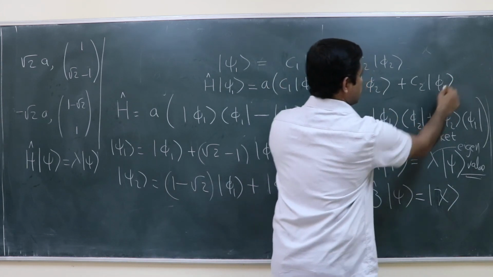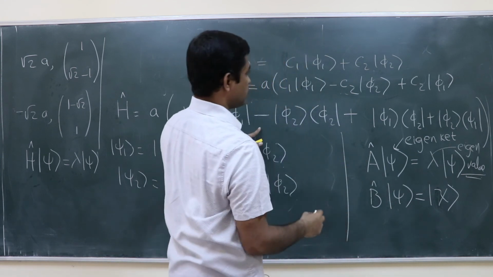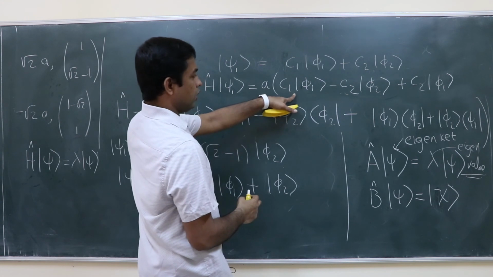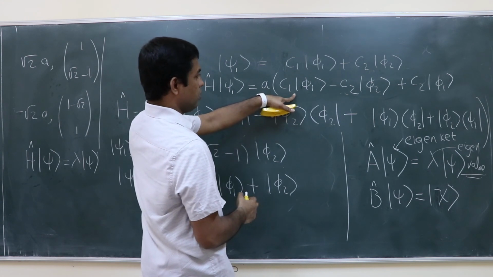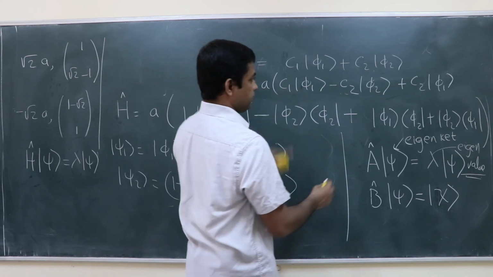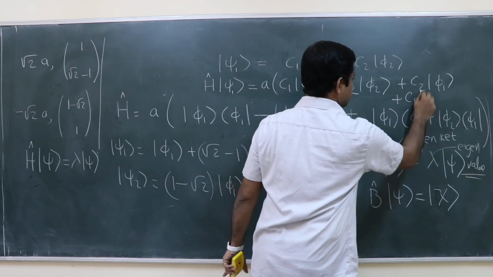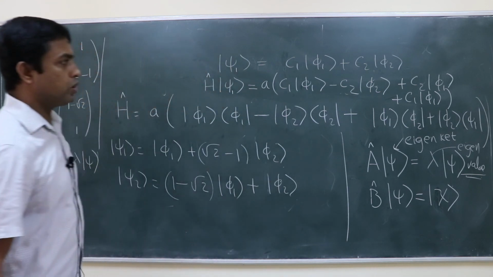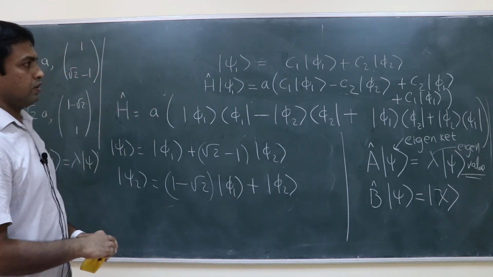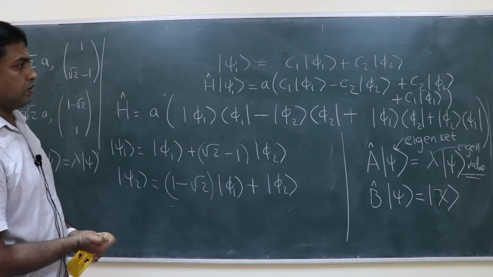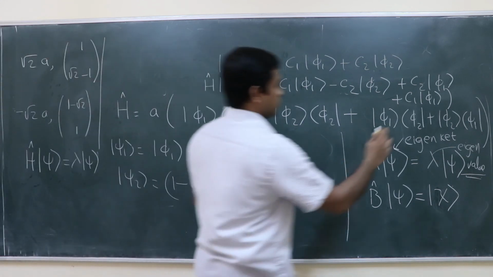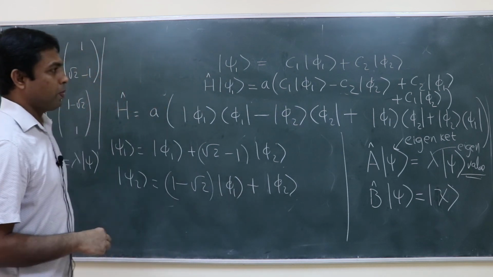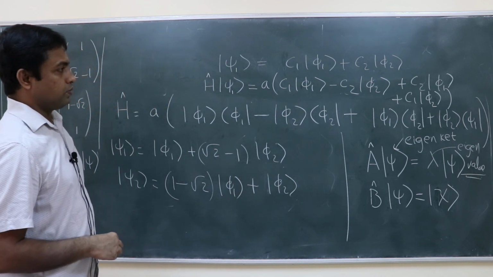So what will be the next term? You understood? The next one will be bra phi 1, so that you can act only on this one, and the other one will be 0, so you get C1 ket phi 1. All of you clear about that? The last term will be C1 ket phi 2, sir. Yes, thank you. Okay, so C1 ket phi 2.